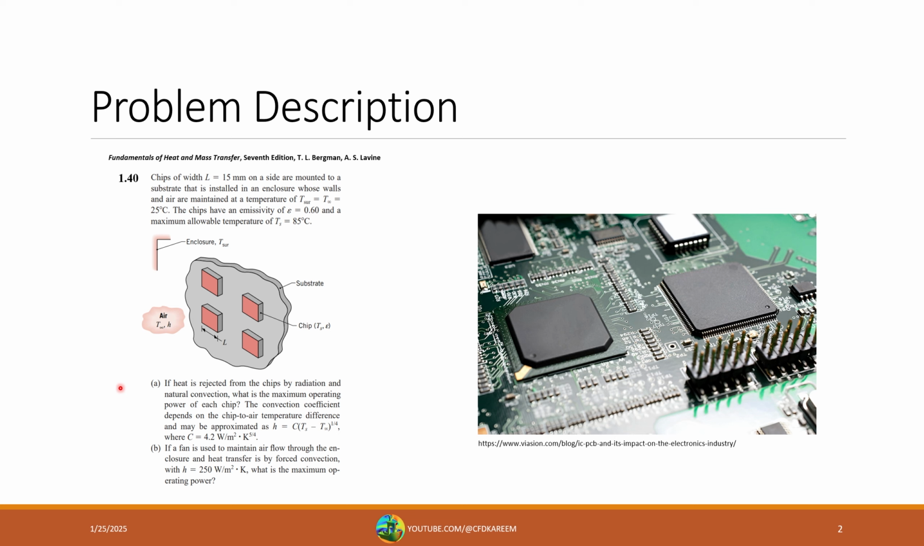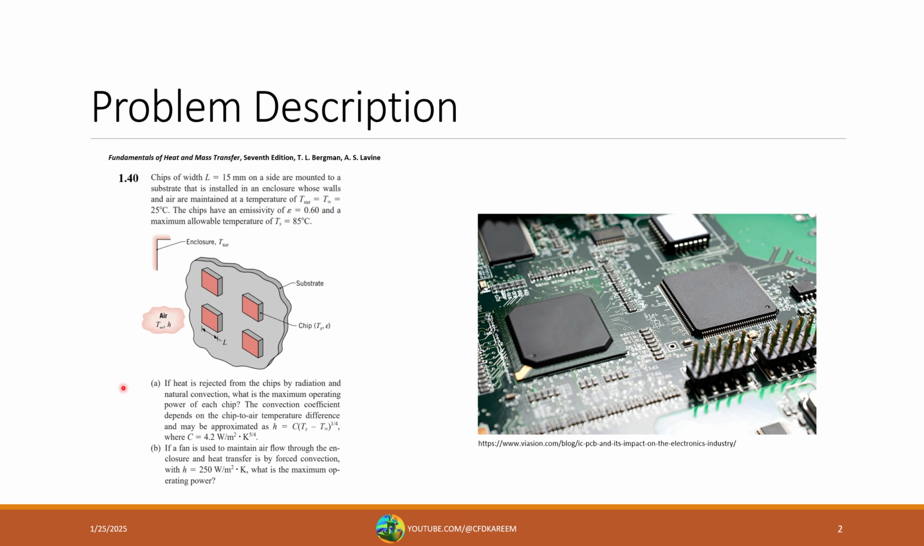We have two problems that we want to solve today. The first problem, problem A, reads: if heat is rejected from the chips by radiation and natural convection, what is the maximum operating power of each chip? The convection coefficient depends on the chip-to-air temperature difference and may be approximated as h, the heat transfer coefficient, equal to C times the change in temperature to the 1/4 power. We are given C, which is 4.2 watts per meter squared K to the 5/4 power.